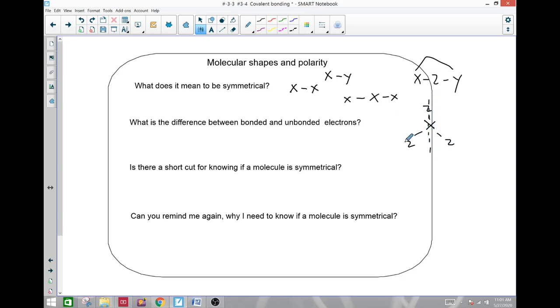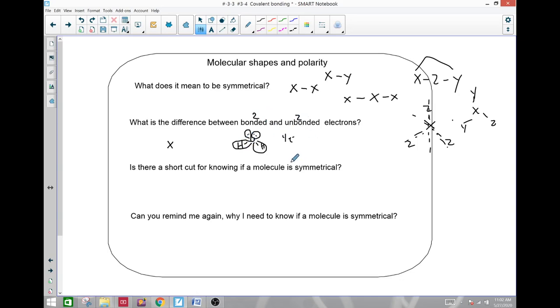It's symmetrical in all these axes. But if I go X, Z, Y, Y, that's not symmetrical. There's a difference between bonded and non-bonded electrons, so we've got to know that. Let's use water for example. H2O. Unbonded pair, unbonded pair. This is an electron domain, this is an electron domain, this is an electron domain. So oxygen has 4 electron domains, 2 of which are bonded, 2 are non-bonded.